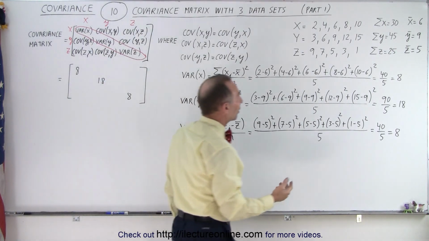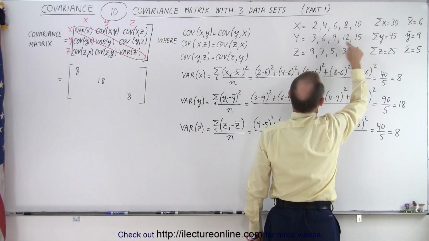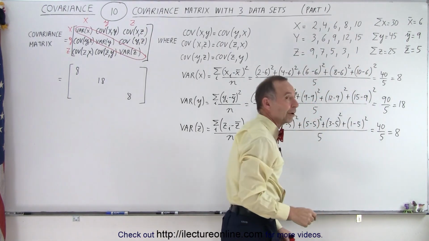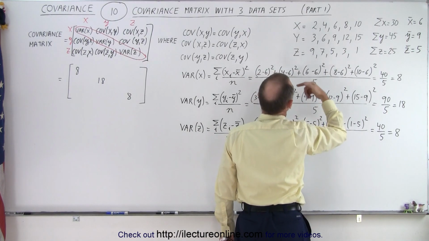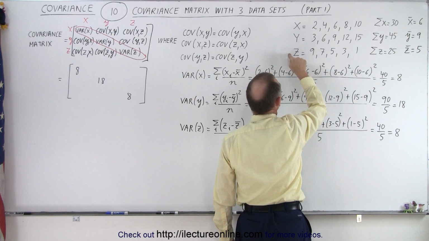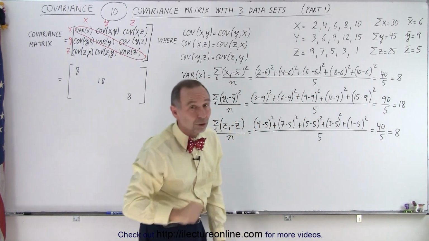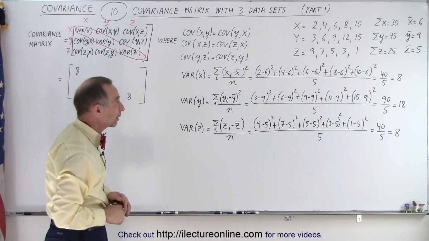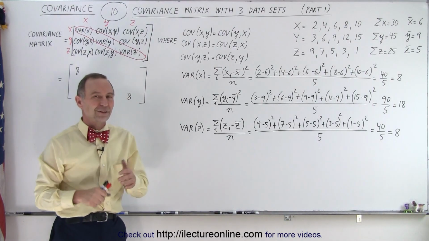If you look at the data sets, notice that this one is increasing, this one is increasing as well, and this one is decreasing. So you would expect a positive covariance when we calculate the covariance between X and Y, but you expect a negative covariance when you calculate the covariance between X and Z and Y and Z. So that's what we could expect. So let's go look at our next video to see if the covariances do end up in that particular way. So stay tuned and we'll show you the rest of this calculation.